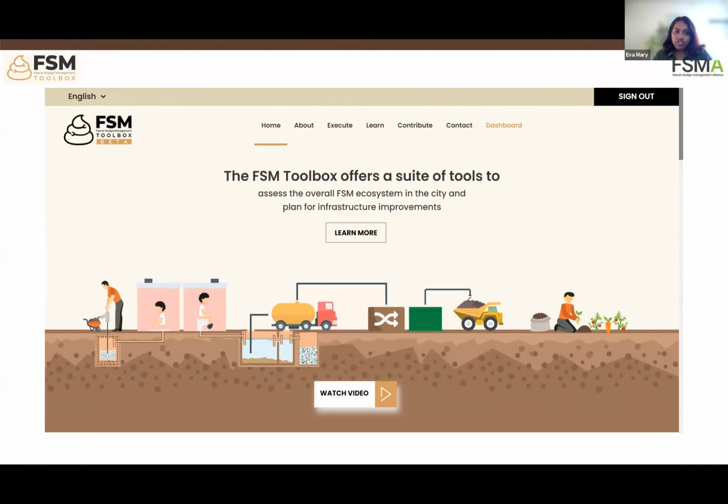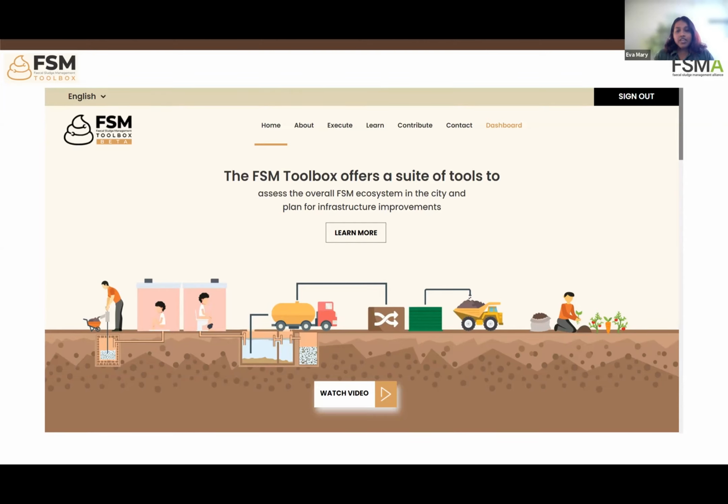I've just taken a screenshot here of how the tools homepage looks. Under the execute function, we have the assessment and the planning tool. The assessment tool establishes, including the SFD and the CSTA, what the current status of the sanitation level or the fecal sludge management in that particular region or city is. And then we have the planning tool that then offers suggestions on how to plan across the value chain different components to improve the FSM situation.